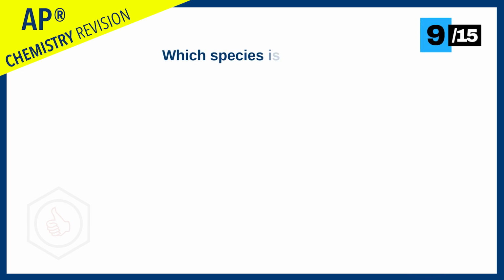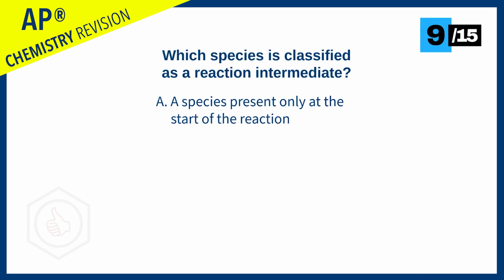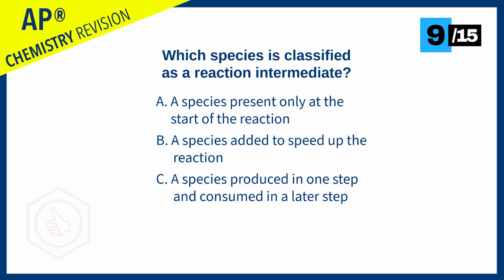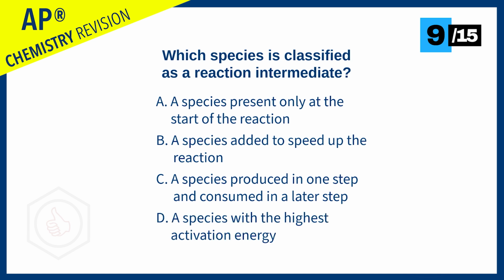Which species is classified as a reaction intermediate? A species present only at the start of the reaction, a species added to speed up the reaction, a species produced in one step and consumed in a later step, or a species with the highest activation energy.